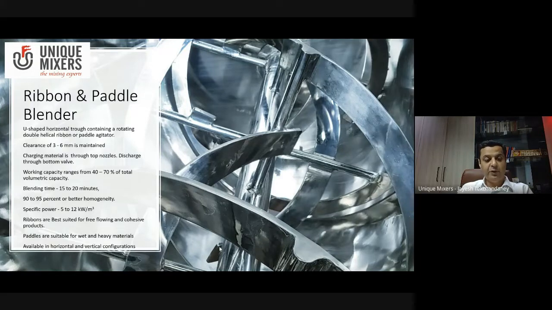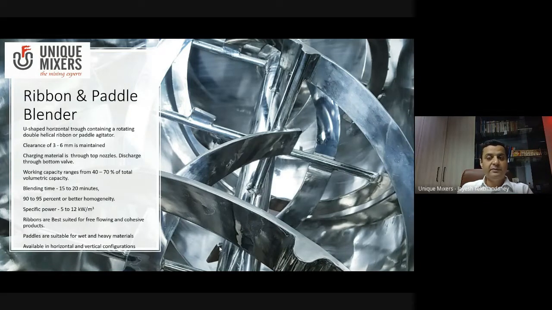Blending time is 15 to 20 minutes. Blending homogeneity can be anywhere between 90 to 95%. The specific power consumption would be 5 to 12 kilowatt per meter cube. Ribbons are used when you have free flowing and cohesive products. Paddles are suitable for wet and heavy materials.